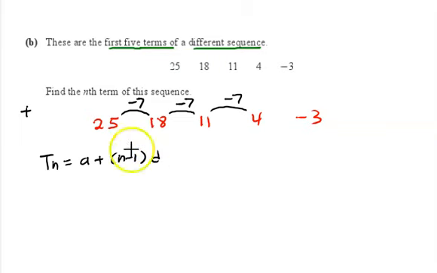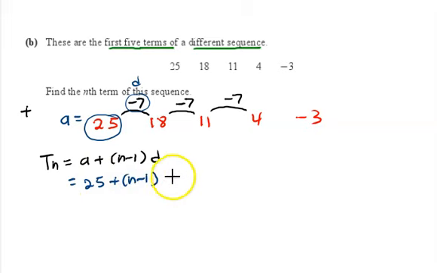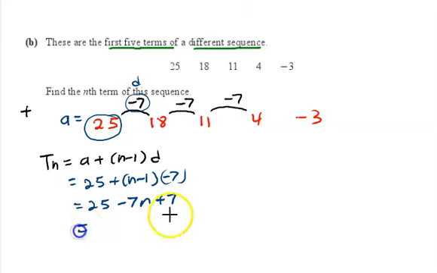So now the A is this 25 and this is the D. So we just have to replace this 25 plus and minus 1. So the D here will become negative 7. So here we have negative 7 and plus 7. And we will have here 32 minus 7n. Okay, so this is your n term equation for this question.